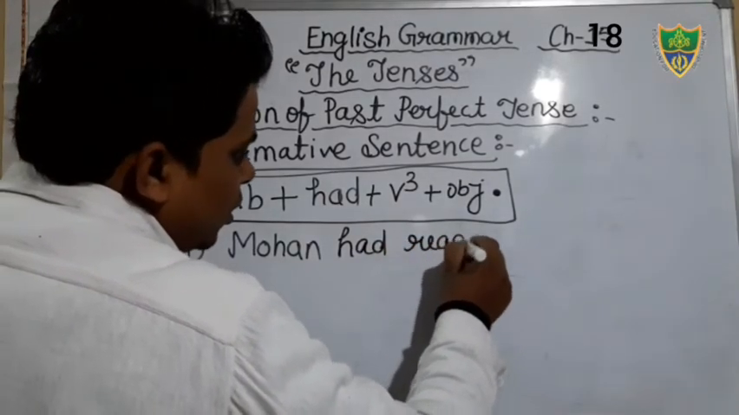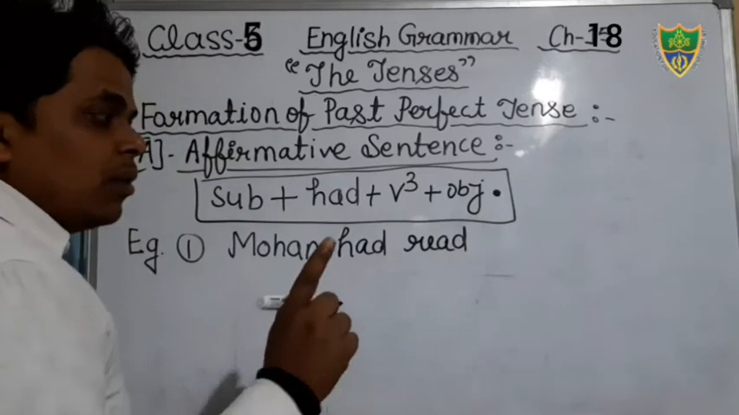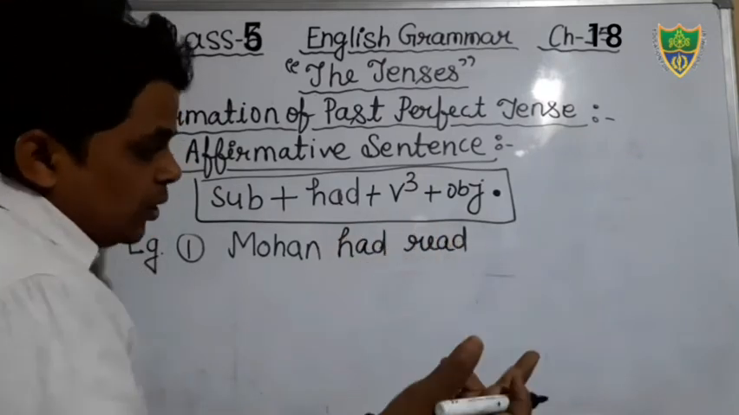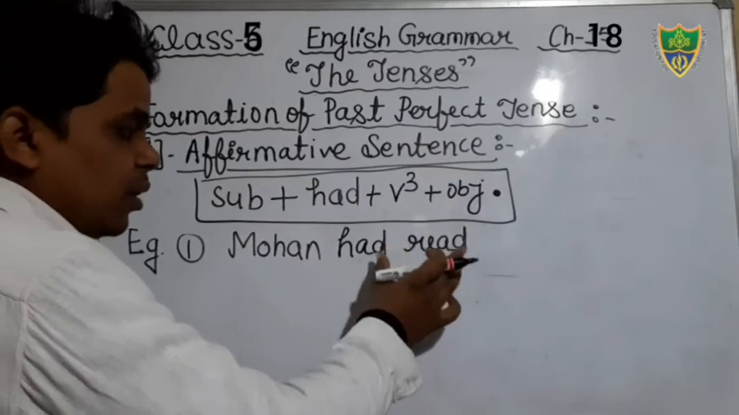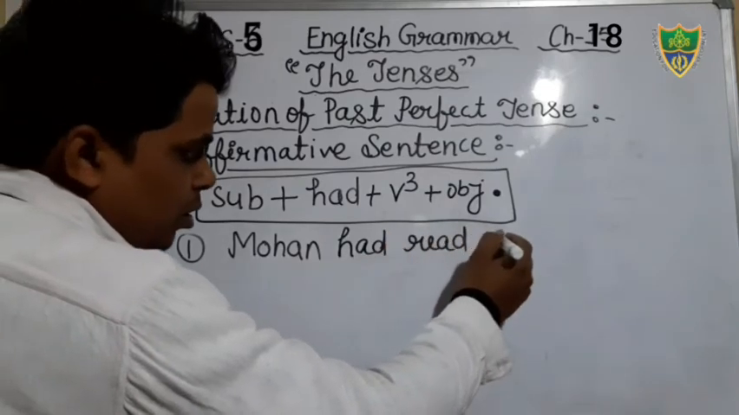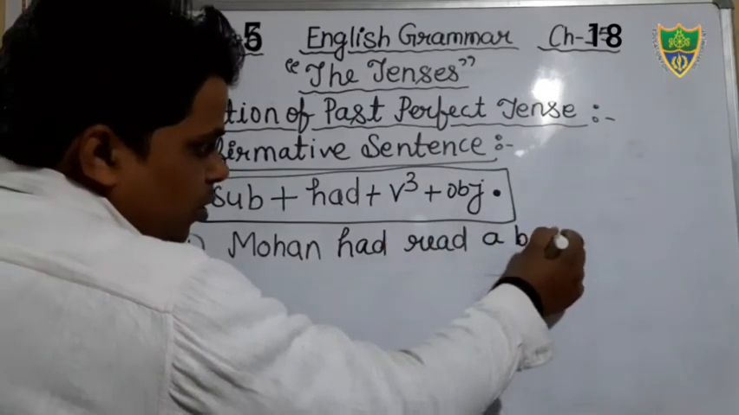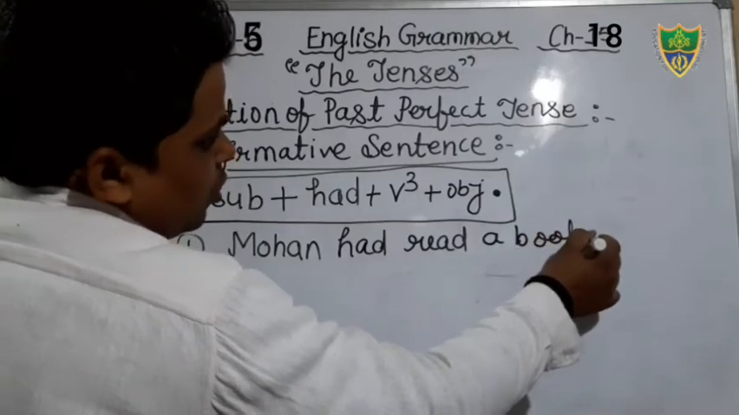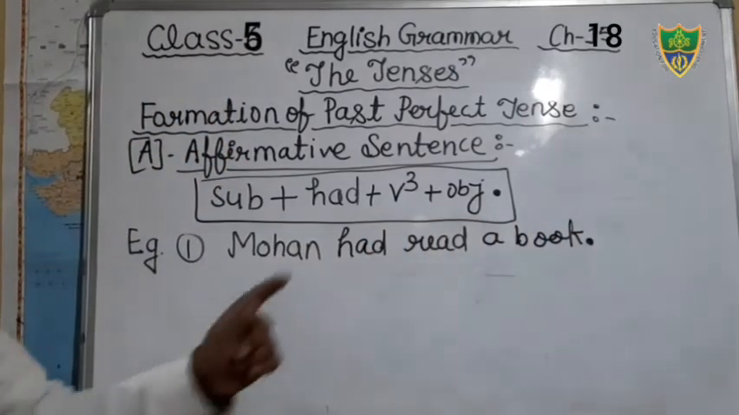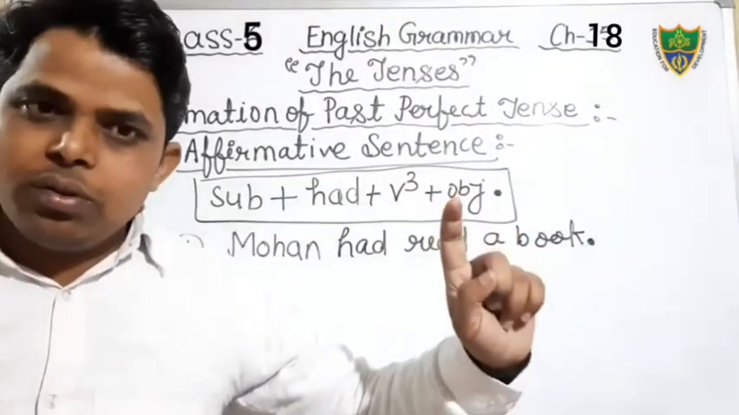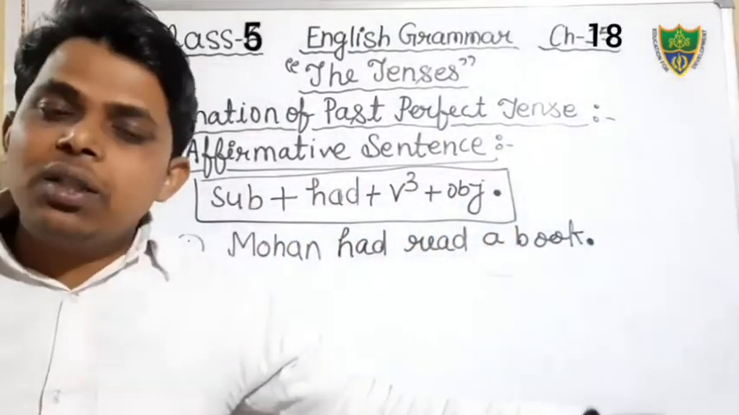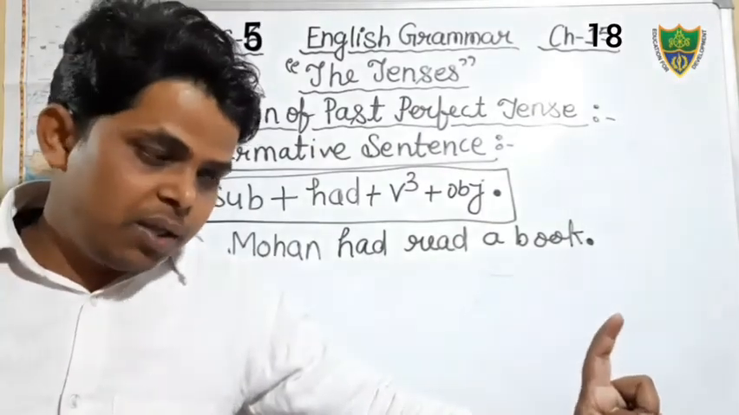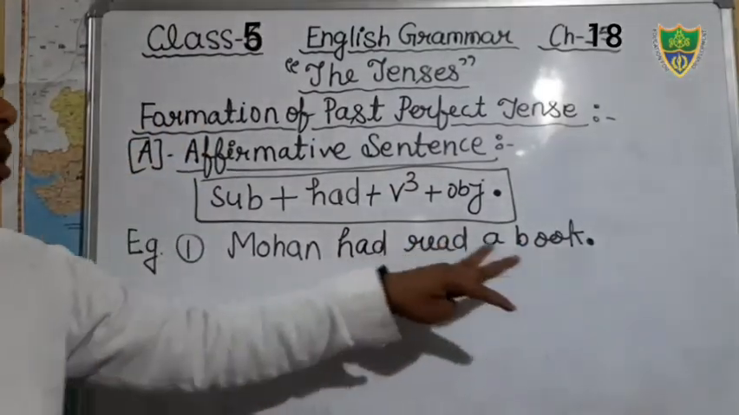read. Yes, students, the third form of read is read. Okay, there is no change in the form of the verb. He had read a book. Okay, that is your object. You can see, Mohan had read a book. So here we are getting that the action has been completed in the past time. So just see, Mohan had read a book.